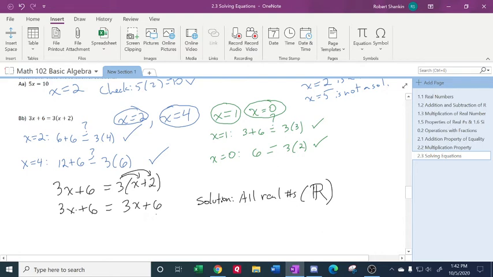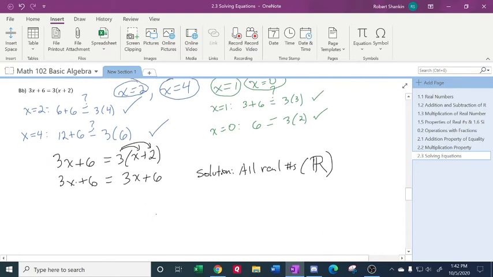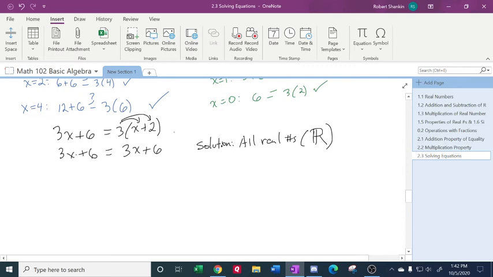Now, let's suppose, though, that you had kept going with the solution process. You said, okay, I have 4 terms. I'm going to subtract 3x from both sides to bring all the x terms over to the left. Now what happens is all the x's drop out. Well, you get a 6. What happens over here? All the x's drop out. You get 6.